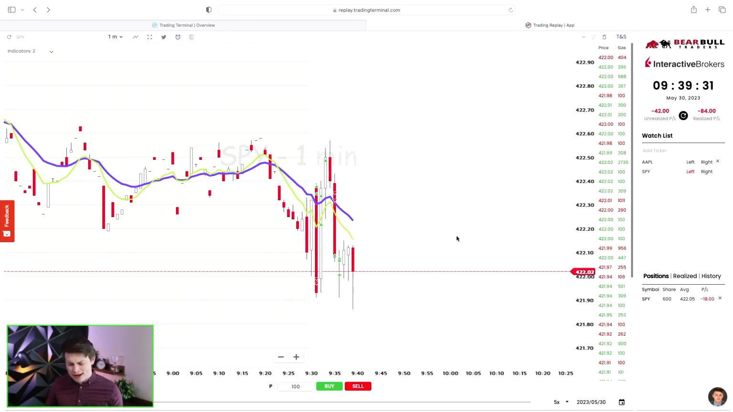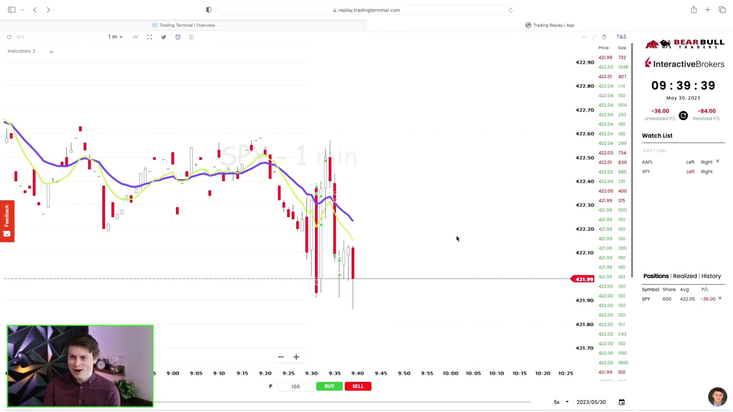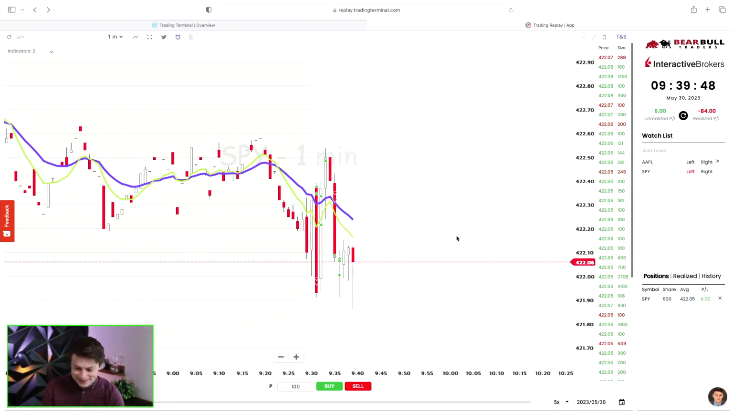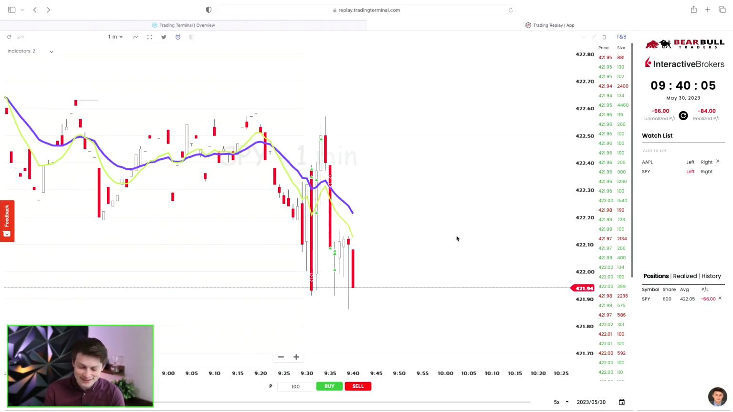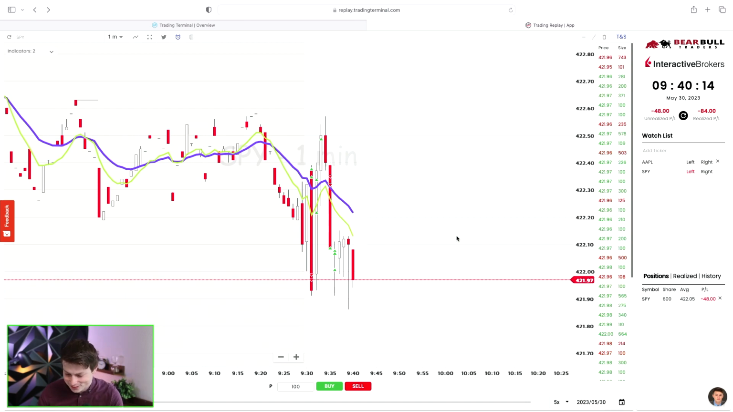Ooh, look at that red candle. We just got smoked at every turn. At every turn, we've been getting smoked. This is terrible. Oh my gosh. What?